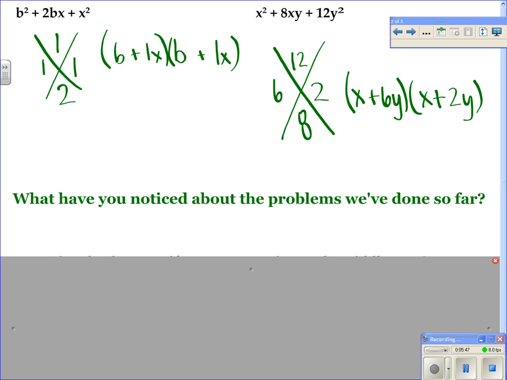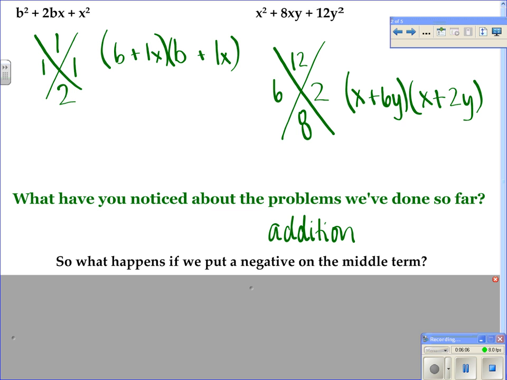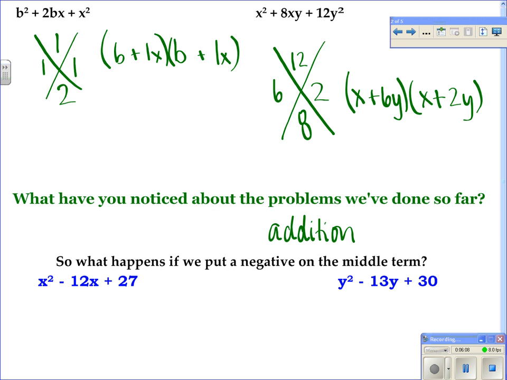Yep, and that's exactly what I was just about to ask right here. So good thing you brought that up. What have you noticed about all of these problems so far? All of them are addition. You haven't seen a single subtraction sign. So that is the commonality right now. We're going to see what happens when we have a subtraction on that middle term. The process does not change.